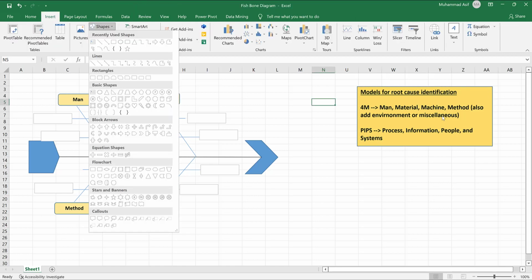The process of making fishbone diagram is relatively straightforward and easy in Microsoft Excel. Most of the time we'll be using these shapes.